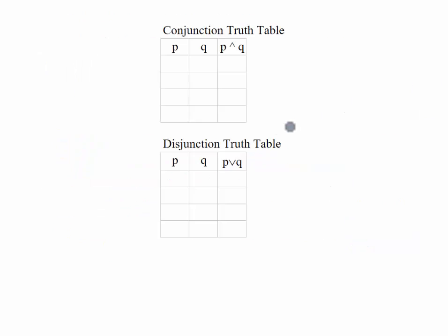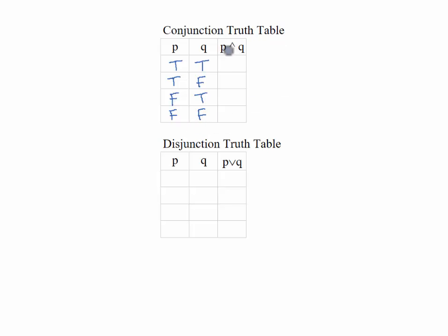Okay, so let's do a conjunction truth table. P can be true and Q can be true at the same time. P could be true and Q could be false. P could be false while Q is true, or P could be false while Q is also false.